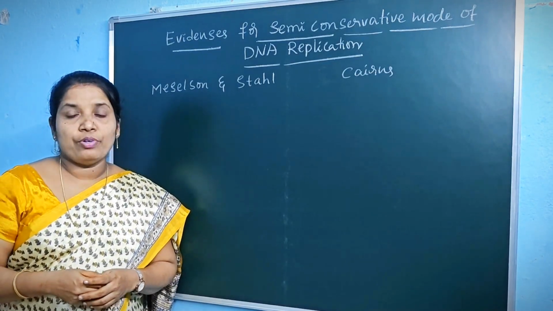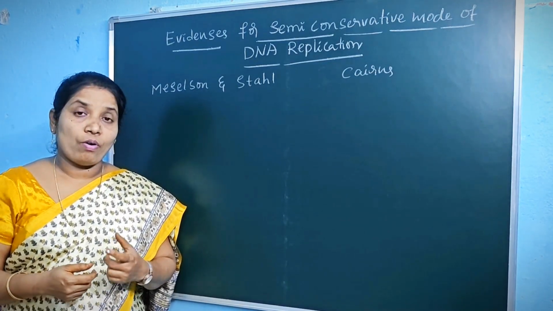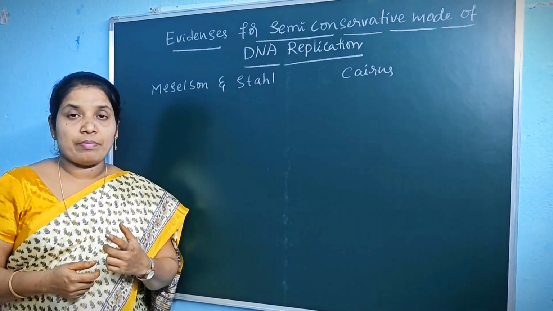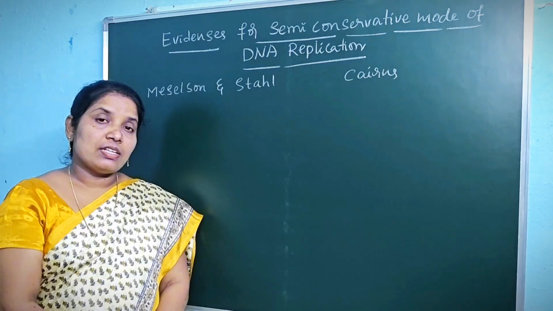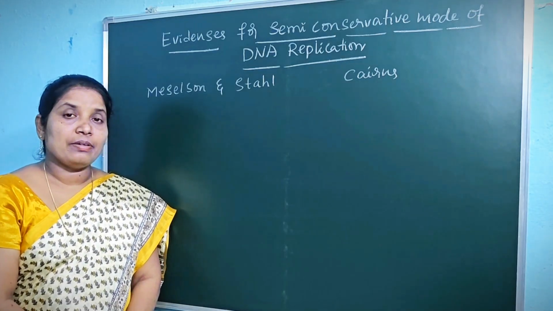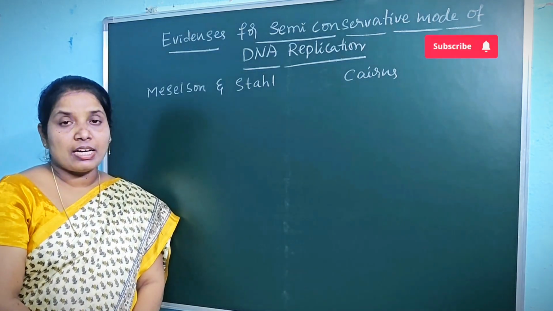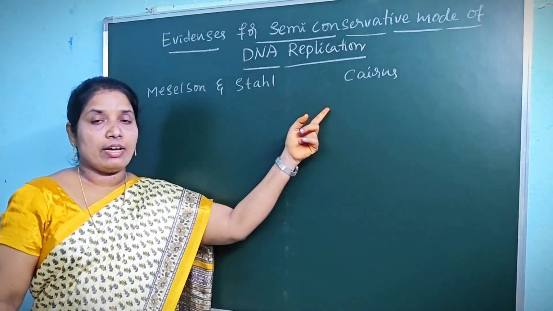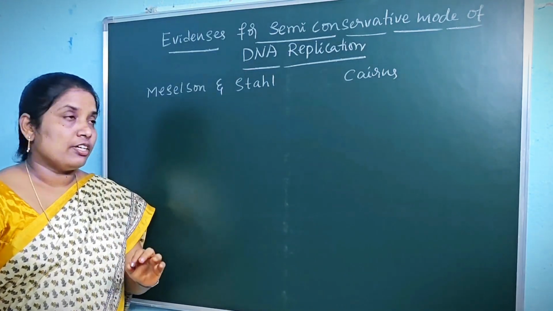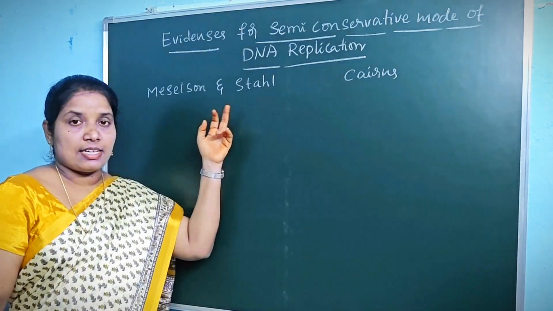In this video, I am going to give you a brief lecture on evidences for semi-conservative mode of DNA replication. The evidences for semi-conservative mode of DNA replication were given by three scientists. They are Meselson and Stahl and also Cairns. So let's see the first, Meselson and Stahl's experiment.